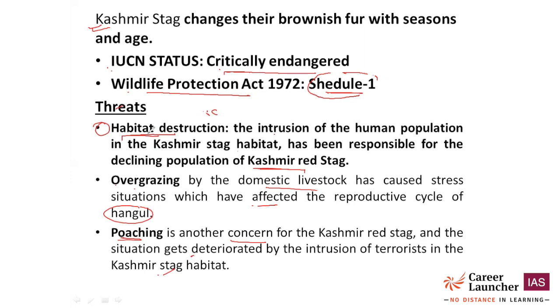Okay, so what are the important points you should remember from an exam point of view? You should know the IUCN status, and in the Wildlife Protection Act 1972, which list and which schedule it comes under. Apart from this, Dachigam National Park is one important national park where the population of Kashmiri stag is present, and it was started in 1970 with the initiative of the government of Jammu and Kashmir, along with IUCN and World Wildlife Fund. These are some important keywords you should remember from an exam point of view.